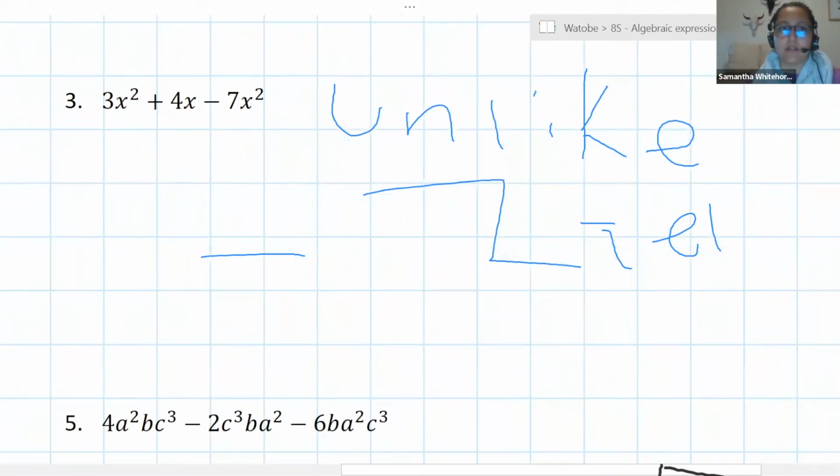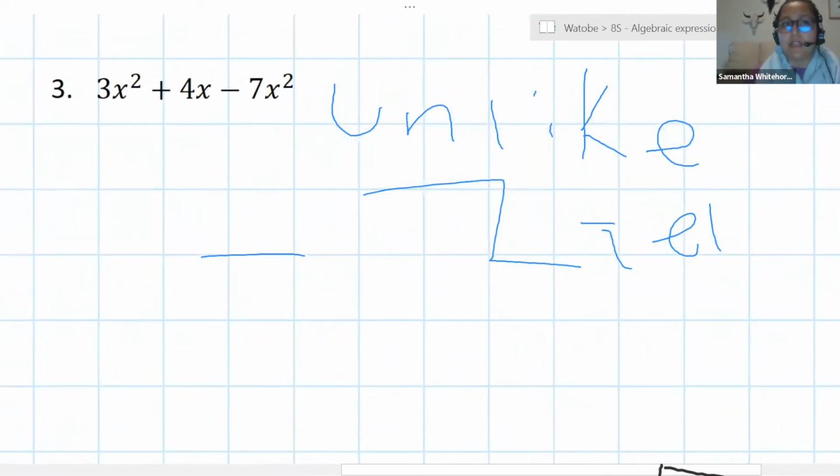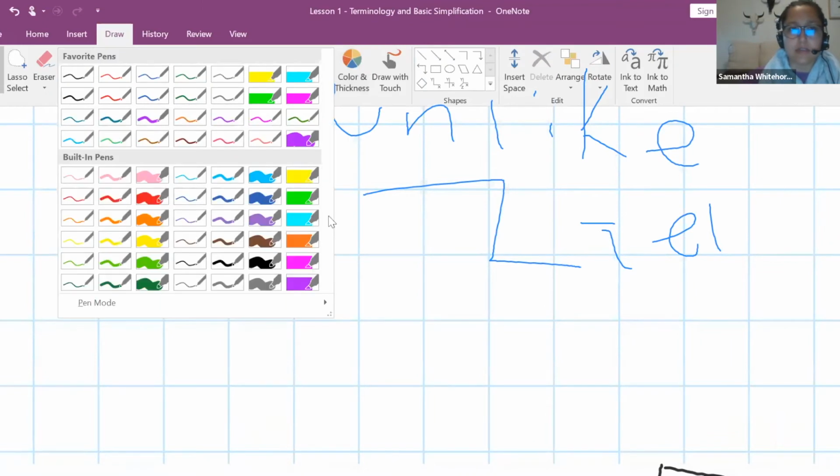Right, so I'm going to let you try the third one by yourselves. Let's see if we can get rid of this writing. The third question over here is 3x squared plus 4x minus 7x squared. So I'm going to give you a couple of seconds to try that by yourselves and give me the final simplified answer to this.